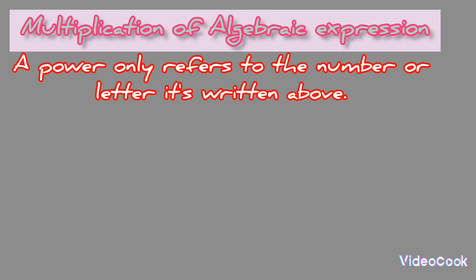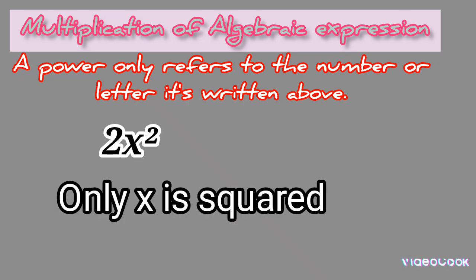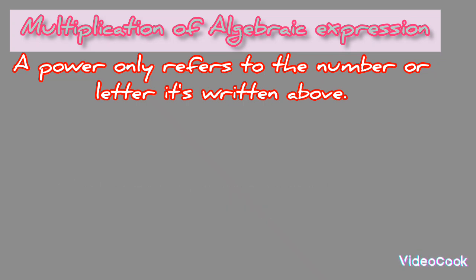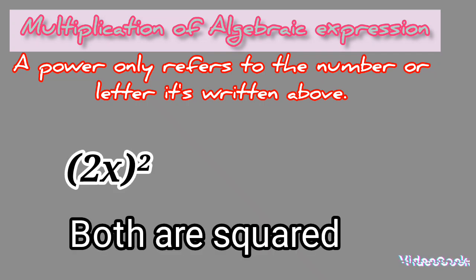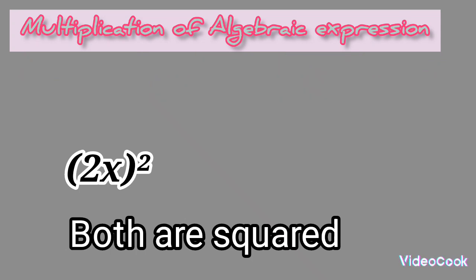Okay, now here's one thing to note about the power. This is that it only refers to the number or letter it's written above. For example, if I had 2x squared, this means that x is squared and not 2. But if both were squared, it would be written enclosed in brackets, (2x) raised to the power 2. Or it can also be read as the product of 2 and x given to the power 2.